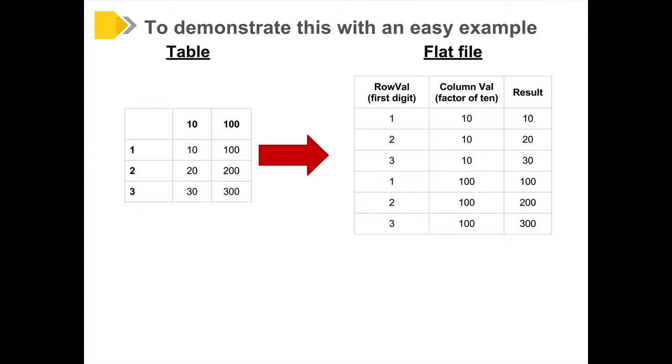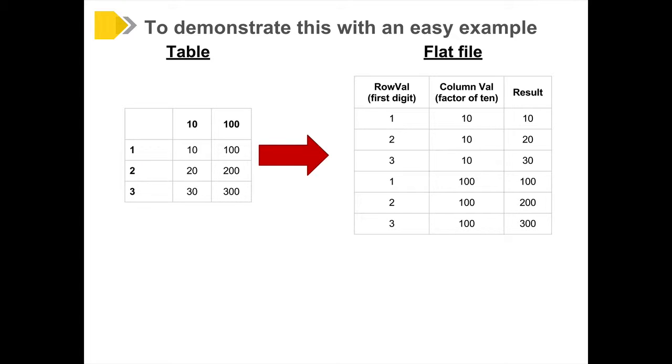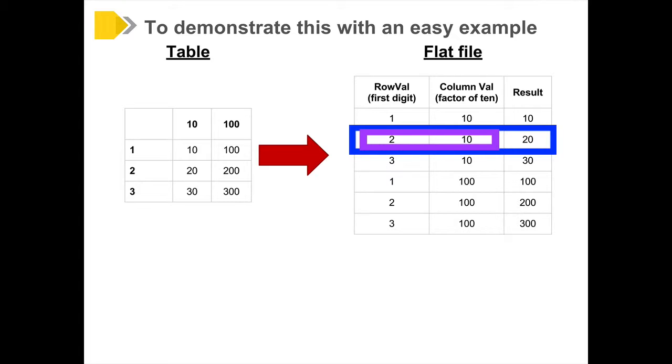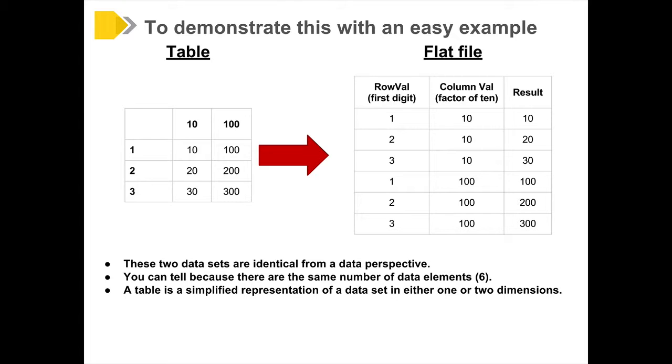Let's demonstrate the difference between a flat file and a table format in a simplified example. A table typically has a row header and a column header, with each data element or table cell representing a value at the intersection of the row and the column values. A flat file, on the other hand, represents each data element as a separate row, with the metadata that was previously encoded into the row and column headers now represented by separate fields or columns in the flat file, each with its own value. These two datasets are identical from a data perspective. You can tell because there are the same number of data elements, i.e. 6. A table is a simplified representation of a dataset in either 1 or 2 dimensions.